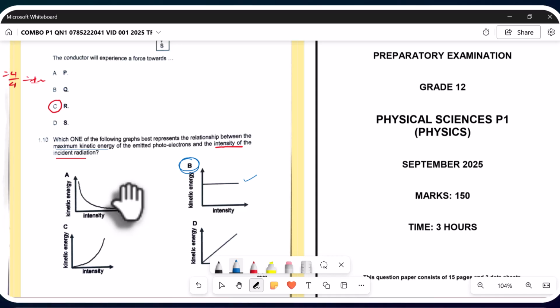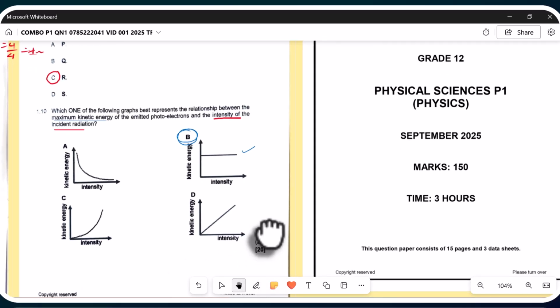Yes, welcome back from that short break. Let's go to another province now. Multiple choice physics paper 1. This is now Free State, and this is question 1, multiple choice, 2025 trial. Let us discuss how they got their answers.